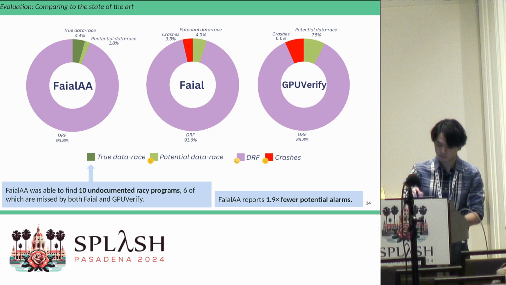The second important thing is that we were able to find 10 undocumented racy programs, so true data race reports, in this well-studied data set. And 6 of these programs are missed by both Faial and GPUVerify.